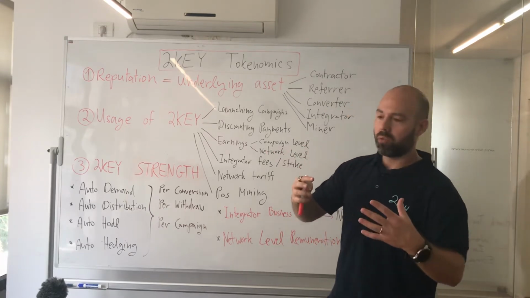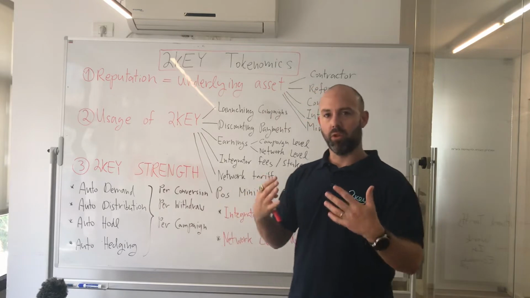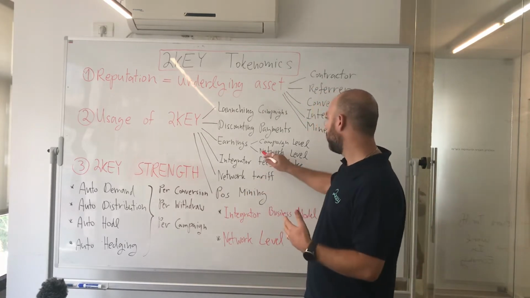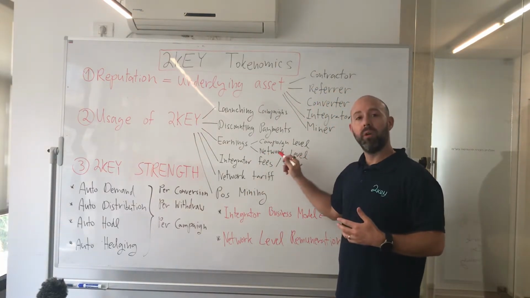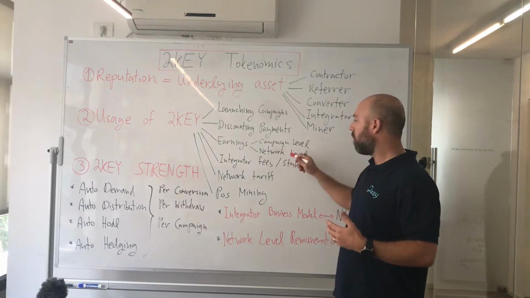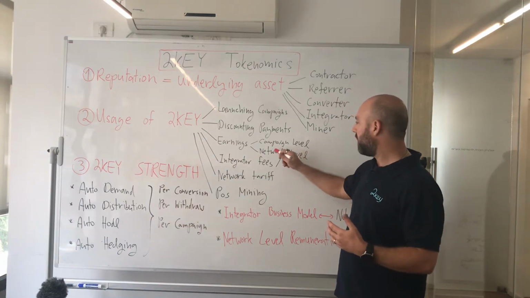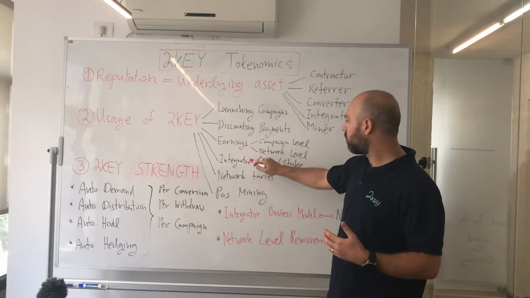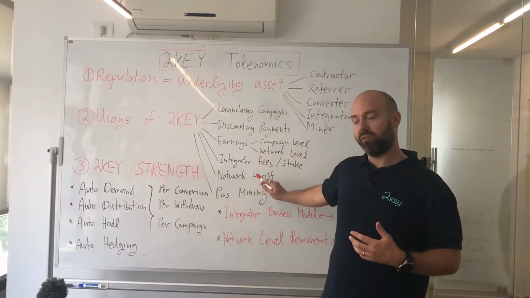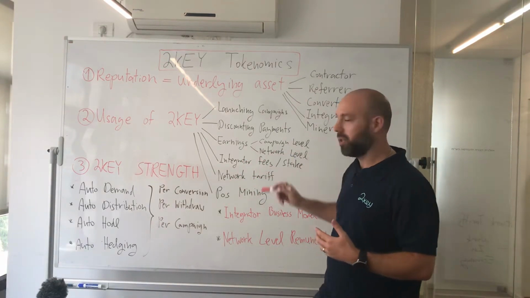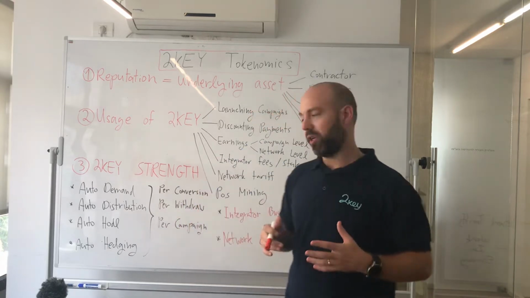So when we launch, we're going to have an initial 20% of the token supply in this network level remuneration pool, which is used to ensure a working economy. But then after a decade, it will be depleted, and then whatever was frozen by the network tariff from the integrator fees will be used to replenish the network level remuneration pool.